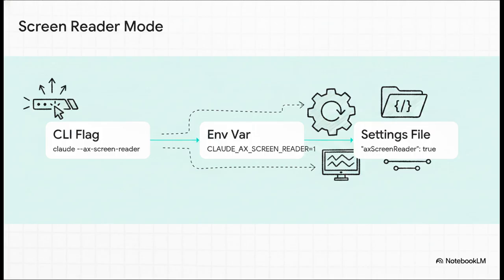Plus, they've made it incredibly flexible to activate using 3 distinct methods. You can literally just toss the --ax-screen-reader flag right into the command line. Want it on persistently? Just set your environment variable to CLAUDE_AX_SCREEN_READER equals 1. Or if you're a config file person, just pop axScreenReader true straight into your settings. Boom, done. It's seamless, it's flexible, and it opens up the tool to so many more developers.